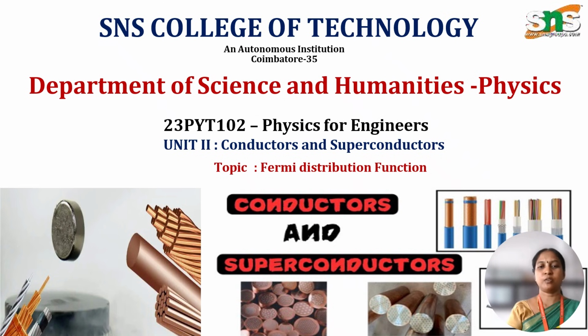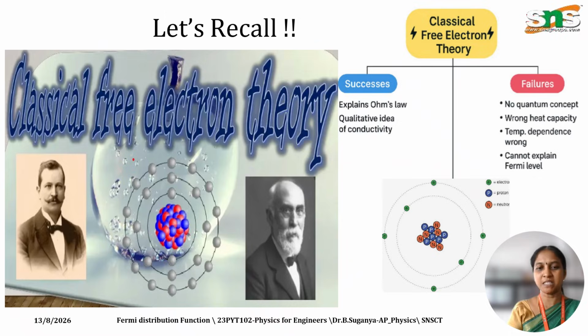Everyone. Now we are going to see about a Fermi distribution function. So let's recall what is Fermi distribution function. It starts with the classical free electron theory, and we know the success and failure of this theory. Here, two major contributors in this field are Drude and Lorentz. The success of this classical free electron theory is that it explains Ohm's law and a qualitative idea of conductivity, and its failure is that it cannot explain the microscopic theory.